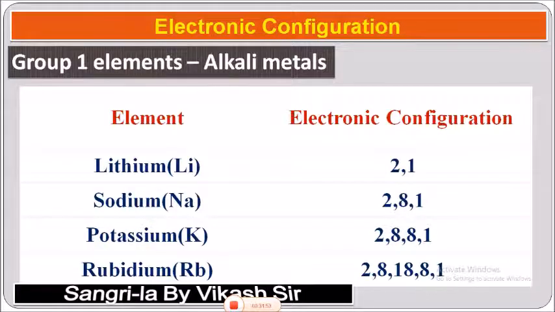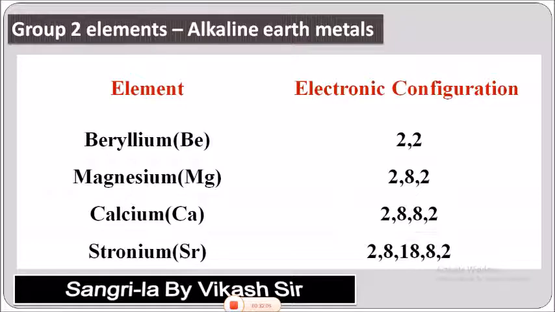Okay, now electronic configuration, you have to remember: lithium 2,1, sodium 2,8,1, potassium 2,8,8,1, rubidium 2,8,18,1. Element beryllium, you can remember electronic configuration 2,2, magnesium 2,8,2, calcium 2,8,8,2, strontium 2,8,18,2.